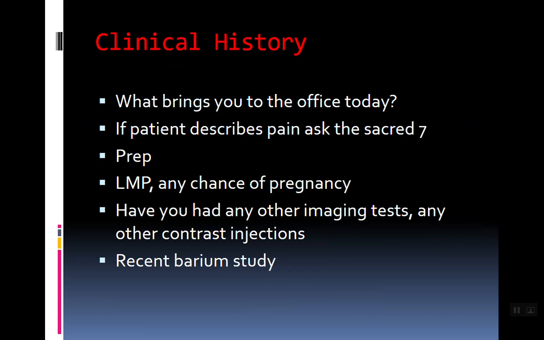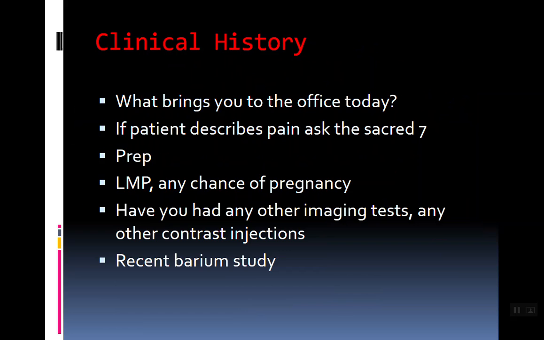But if they're brand new, you got to go through the whole spiel about why you're there, where's your pain. Of course, we're always going to ask LMP. We're going to make sure that they prepped. If they had to drink something, we're going to make sure that they drank what they were supposed to. Have they had any other imaging tests recently? Any other imaging tests for this same complaint? Maybe they had a chest x-ray and now they're there for a chest CT. So you always want to try to find that old report so that the radiologist has a lot of information to go on.